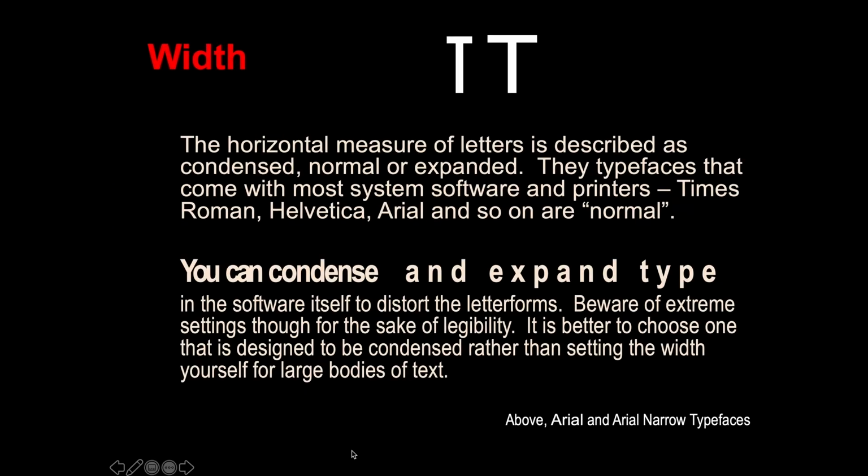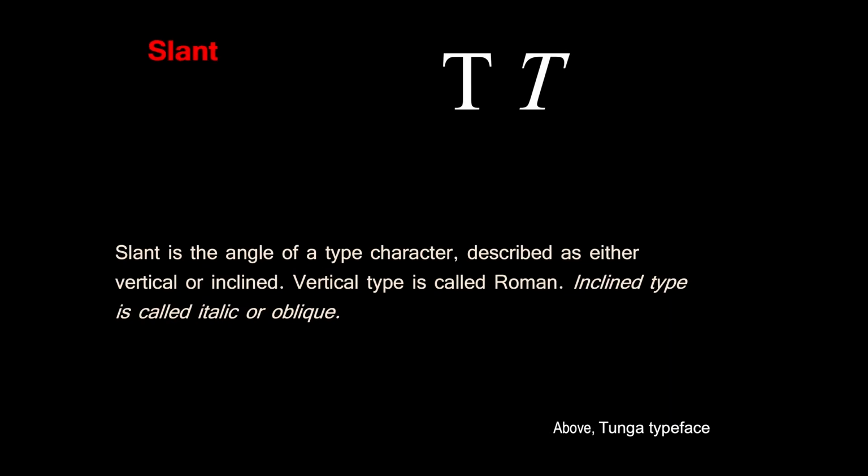The horizontal measure of letters can be condensed, normal, or expanded. Normal is typically the typeface that is designed to be most legible. Condensed and expanded versions of a typeface are typically designed to solve certain problems, let's say. So obviously typefaces are condensed in order to cram a lot of them into a narrow space. But you do sacrifice legibility when you use condensed and expanded types. The slant, of course, is the incline that we often call italic or oblique.